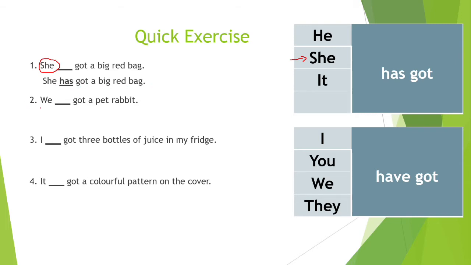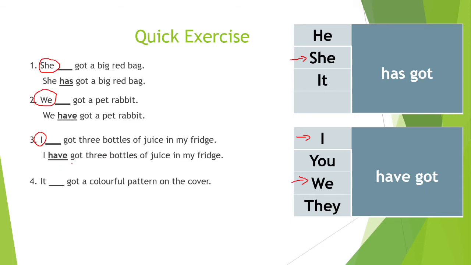Now, number 2. We got a pet rabbit. What is the pronoun? We. Good. So for we have to use have got. So the answer should be we have got a pet rabbit. Number 3, the pronoun is I. Excellent. So for I, we use it with have got. So it should be I have got 3 bottles of juice in my fridge.